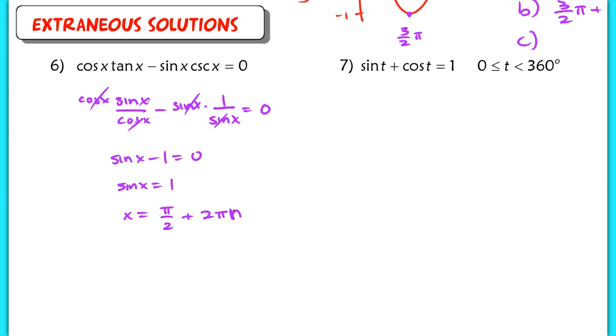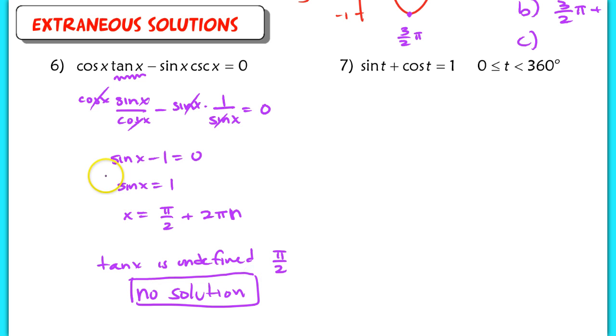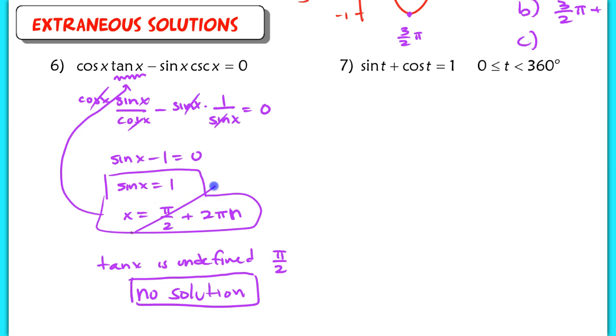Okay, now normally we'd say, great, we have a solution, but you have to be careful here because at pi over 2, the tangent of x is actually undefined. Remember, when you graph the tangent of x, you end up with asymptotes at pi over 2 and multiples of pi over 2. So therefore, this equation actually has no solution. Even though the equation that you manipulated it to become, sine of x equals 1, has solutions, they don't actually work back in your original. So this equation here has no solution.